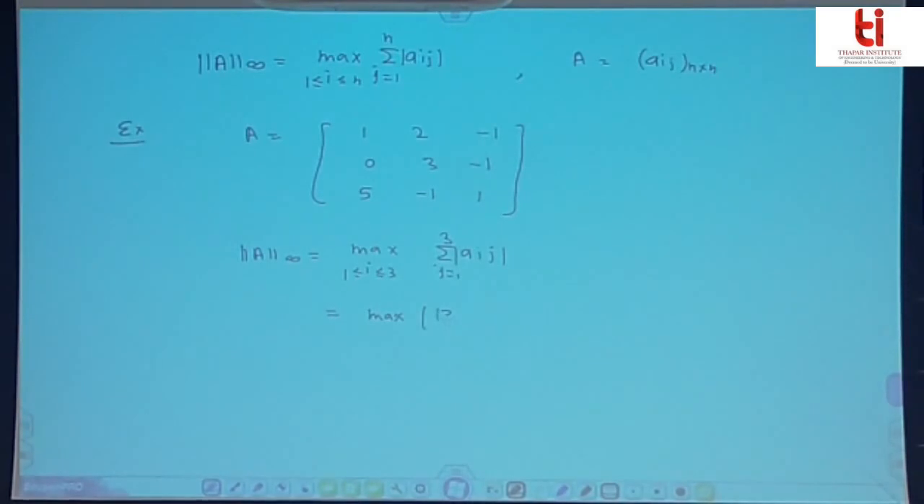That is, 1 plus 2 plus minus 1, 0 plus 3 plus minus 1, 5 minus 1, 1. It is coming out to be 4, 4, 7. The maximum is 7. So this is the infinity norm of the matrix A.